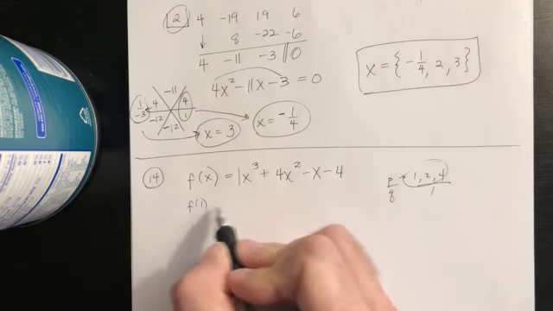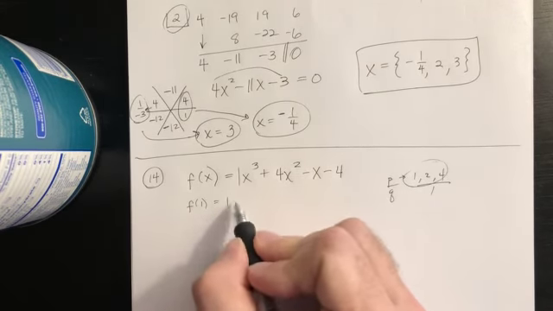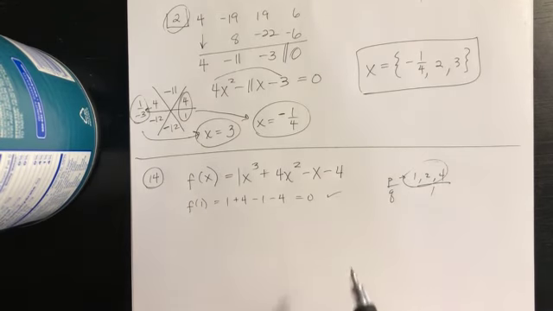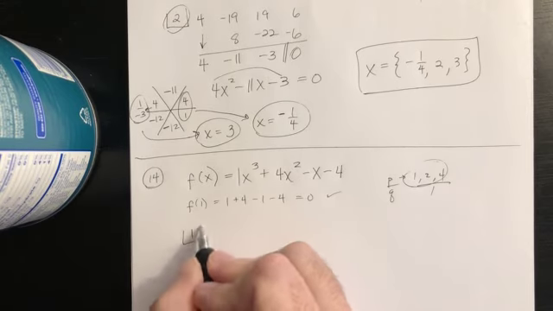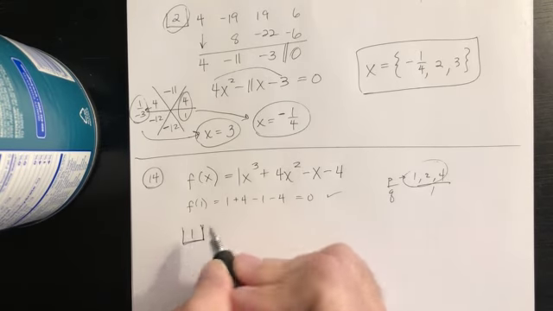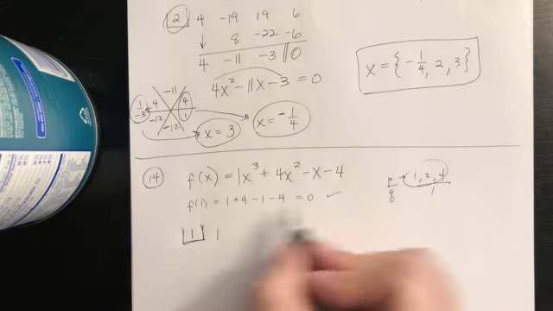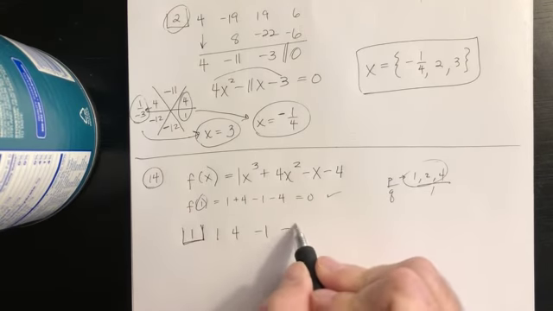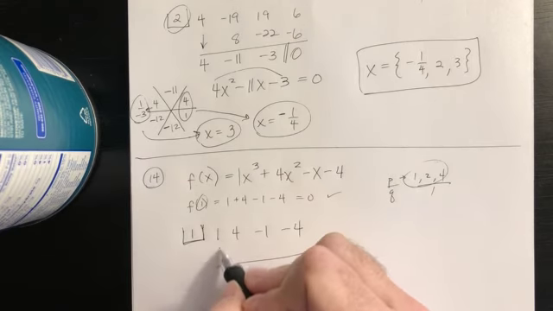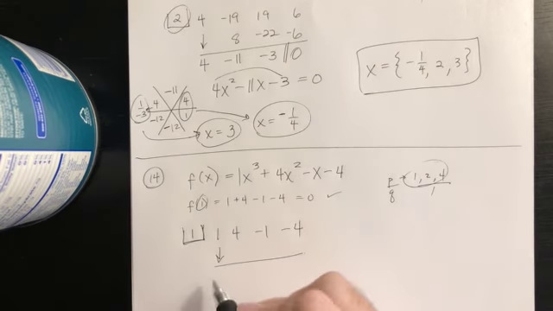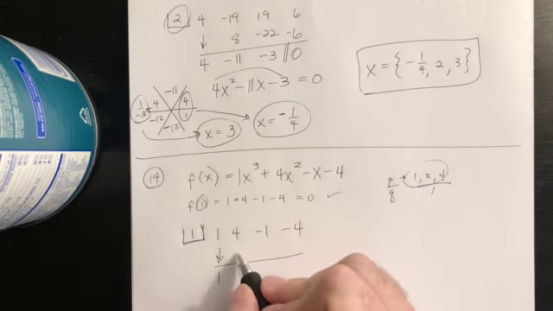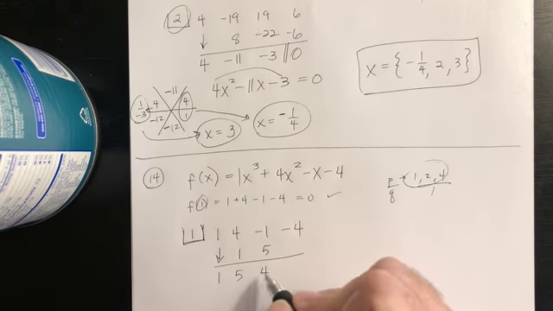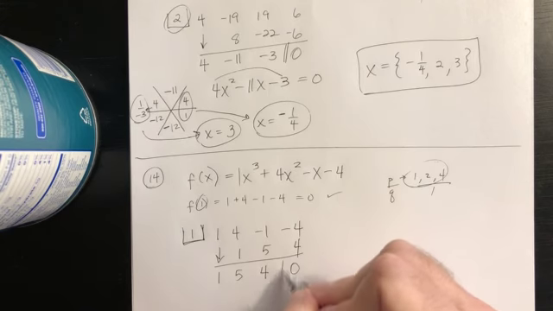So let's try 1. Hey, way less chances here. 1 plus 4 minus 1 minus 4. Ooh, that's a 0. First one out of the box. See? Try to make it easy. Synthetic division with 1, because that was my guy. So we got 1, 4, negative 1, negative 4. And then we're going to drop a space, draw a line. Do some synthetic division. Bring down the 1. Multiply. Add. Multiply. Add. Multiply. Subtract. Woo!